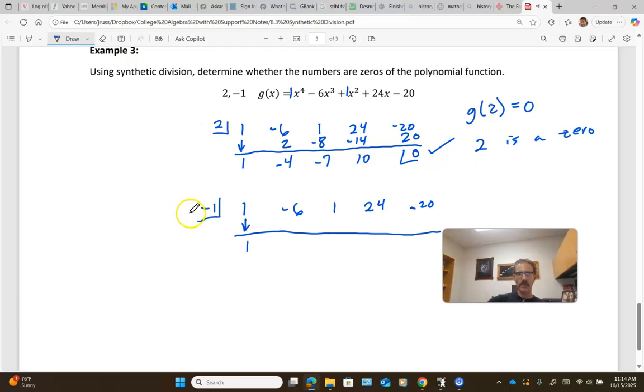Okay, so I'll start multiplying and adding. Negative 1 times 1 is negative 1. That'll give me negative 7. Negative 1 times negative 7 is positive 7. And 1 and 7 is 8. Negative 1 times 8 is negative 8. 24 minus 8 is 16. But here, negative 1 times 16 is negative 16. We're not going to get 0. We're going to get negative 34. Okay? So all this tells me is that negative 1 is not a 0.